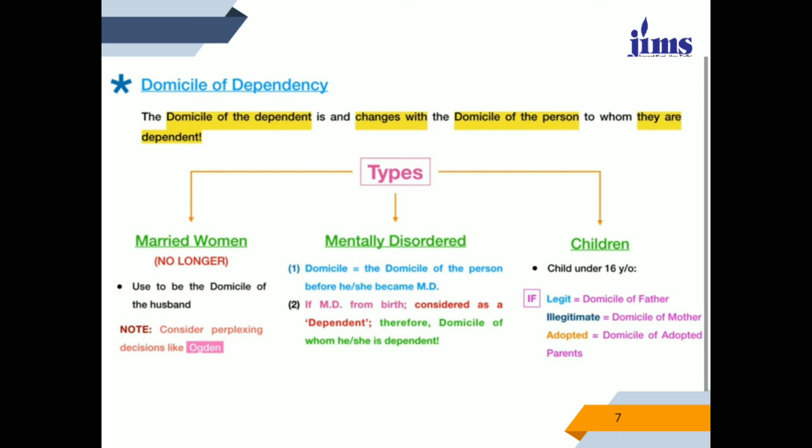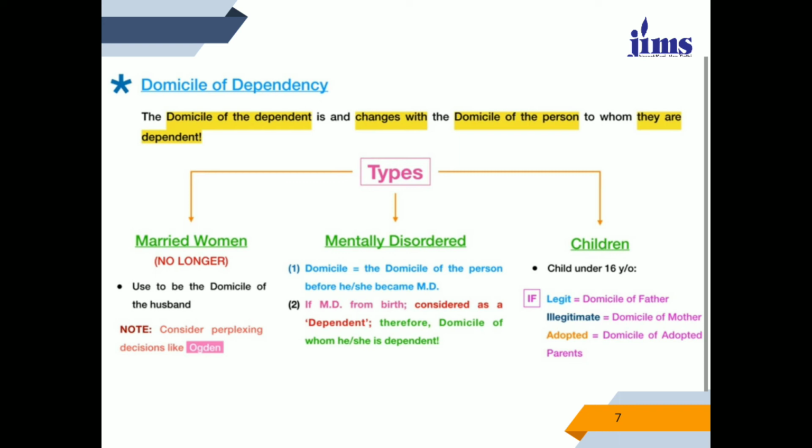Now, domicile doesn't necessarily limit itself. Basically we have three types of domicile. Number one, that of a married woman. This type of domicile is now actually defunct, considering the perplexing situation that occurred in Ogden versus Ogden.